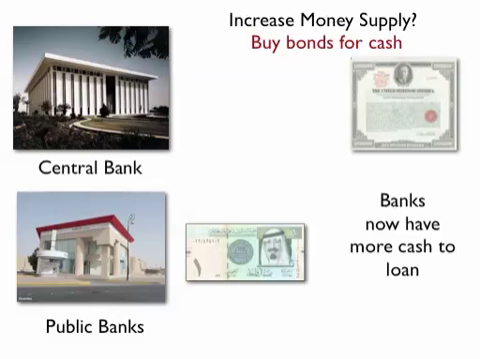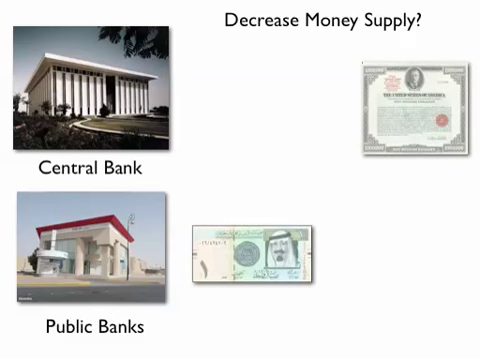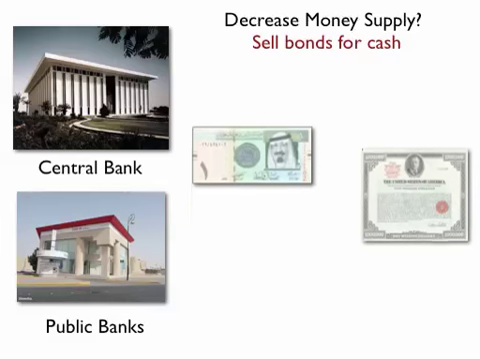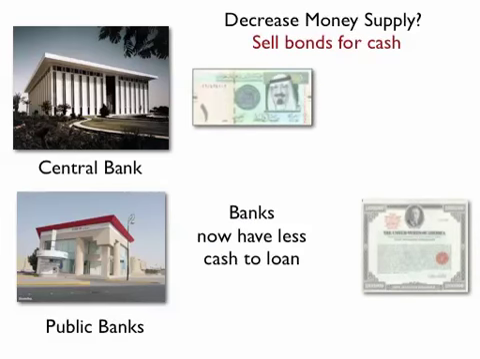Now, what has to happen in order for the central bank to decrease the money supply is that they sell the bonds for cash. So the bonds go back out of the central bank system, and the cash comes back in from the public banks to the central bank. So the central bank now has more cash, and the public banks are now set with more bonds on their asset side.